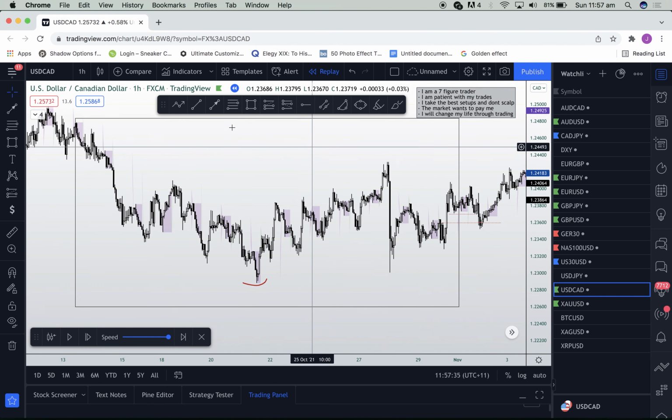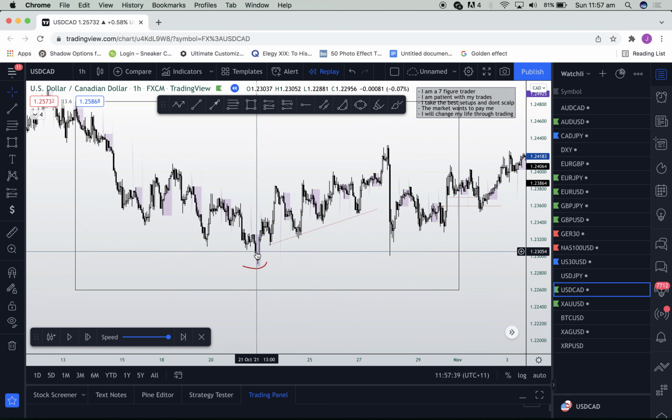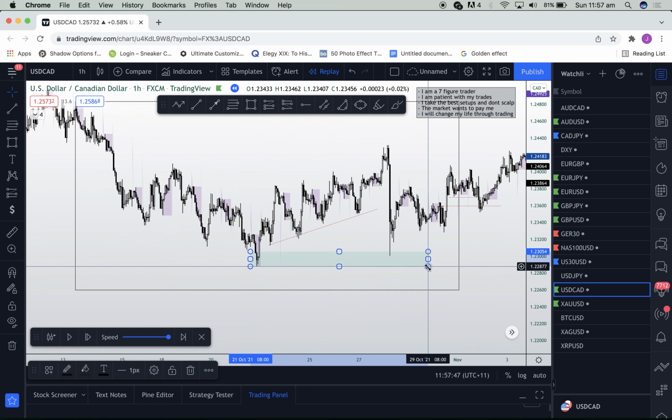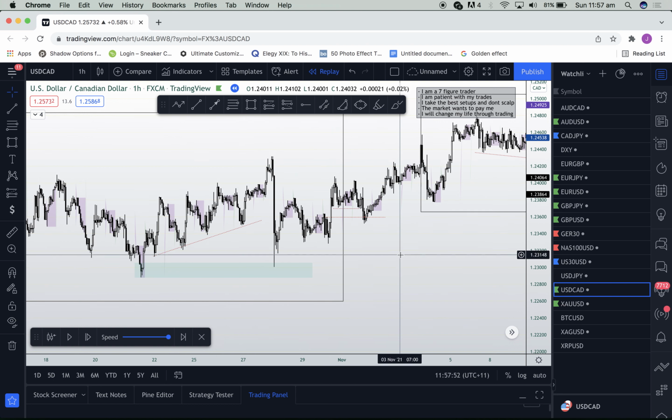Now, remember, trend liquidity right here. This is the extreme low. As long as this doesn't break, we're still good to go higher. So market comes down to that last POI there, taps it off, and continues going back up higher, right?